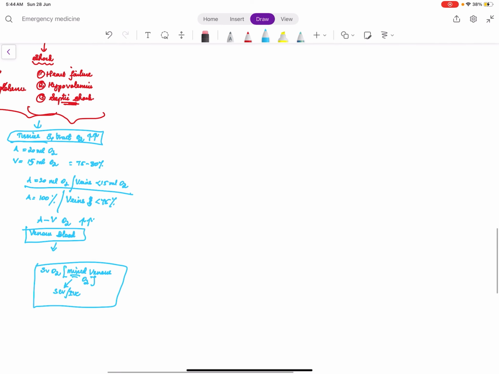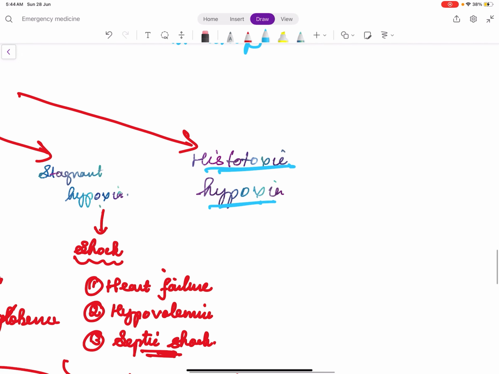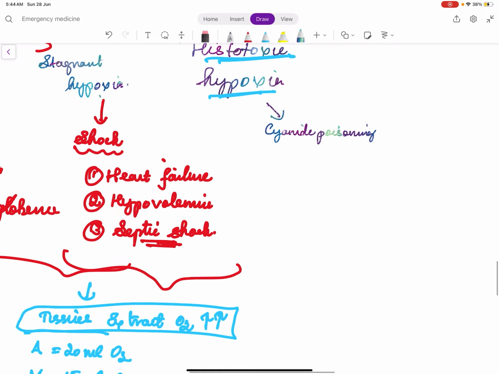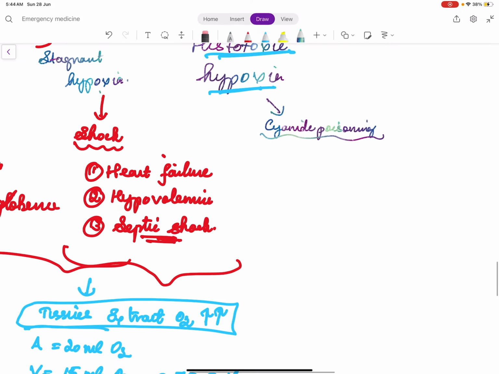Now the last type of hypoxia is histotoxic hypoxia. What happens in histotoxic hypoxia? The oxygen is ventilated normally, perfusion is normal, oxygen is transported to the tissues normally, but there is some problem in the tissues, like cyanide poisoning. Because of this, the tissues do not take oxygen. Everything is normal, but the tissues don't consume oxygen.